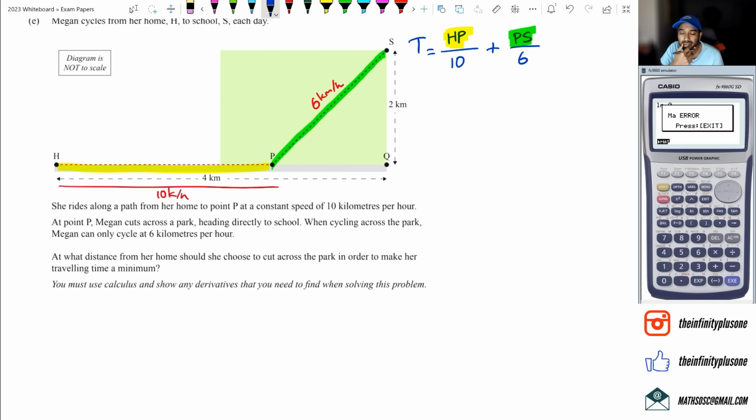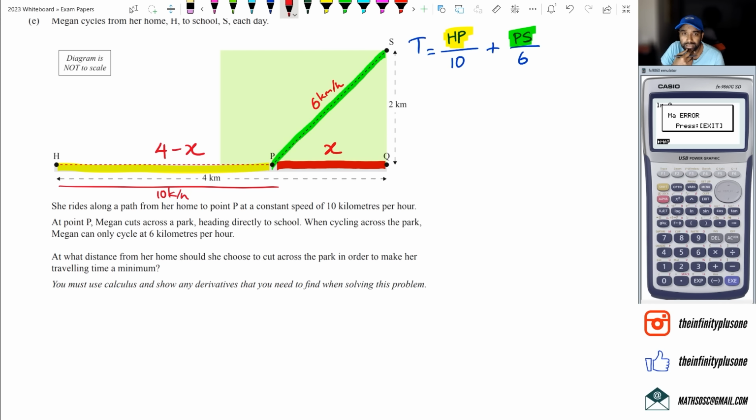Now, there is one other thing I'm going to do here. What I'm going to do is put down this point right here from P to Q, and I'm going to call this X. So the first step for you guys is to understand that if PQ is equal to X, then HP is going to equal 4 minus X, because the entire distance from H to Q is 4. And so this part, H to P, is going to be 4 minus X.